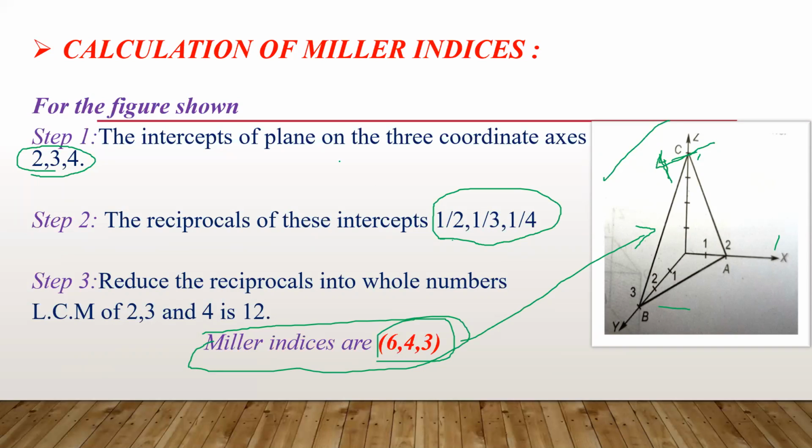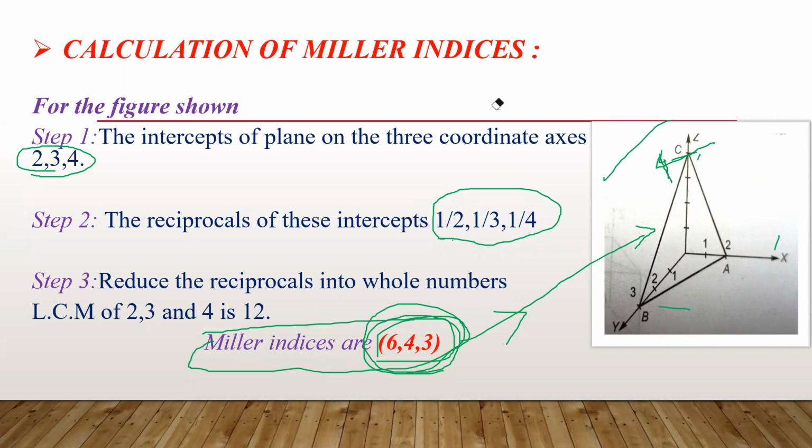Okay. Similarly, if they give you the Miller indices, we should be able to draw the plane corresponding to these Miller indices in the crystal. We should be ready to draw the plane. What will you do? You'll do the reciprocal system. I have given you the Miller indices 6, 4 and 3.